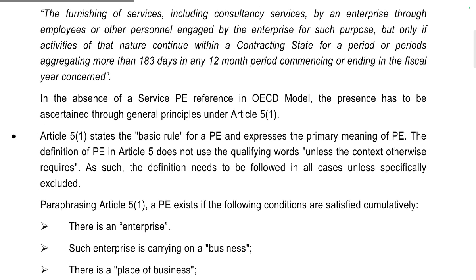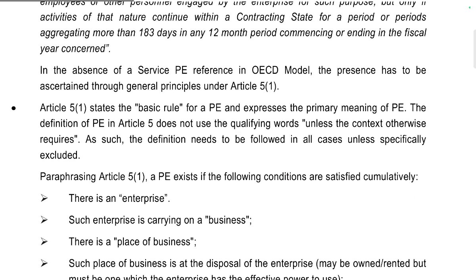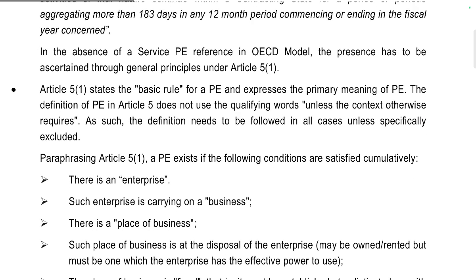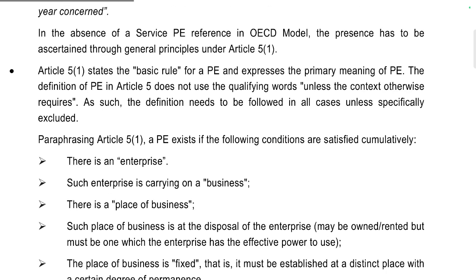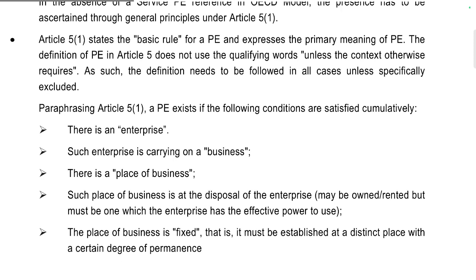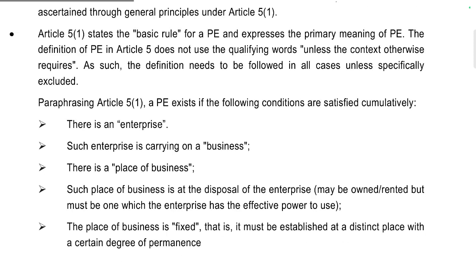In the absence of a service PE in the OECD model, presence has to be ascertained through the general principle of Article 5.1. Article 5.1 states the basic rule of the PE and expresses the primary meaning of PE. The definition of PE in Article 5 does not use the qualifier "unless the context otherwise requires," so the definition needs to be followed as it stands.